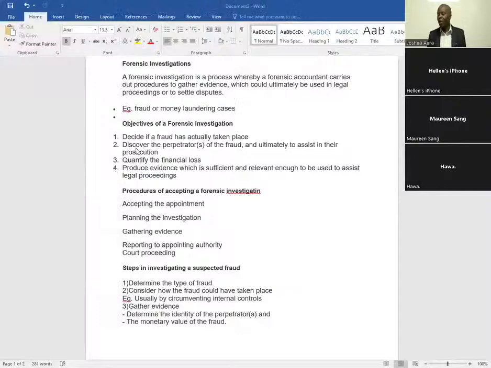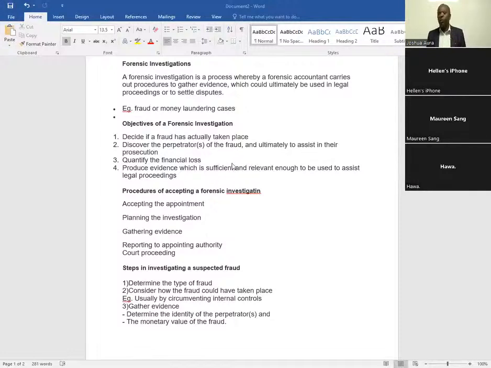So give a forensic investigator this job. His first objective will be to determine whether indeed there is a fraud or there isn't one. That's the first objective, to determine whether fraud actually occurred, because in some cases, it's not a fraud. Number two, discover who engaged in this fraud. Discover the perpetrators of the fraud, and ultimately assist in their prosecution in a court of law, right?